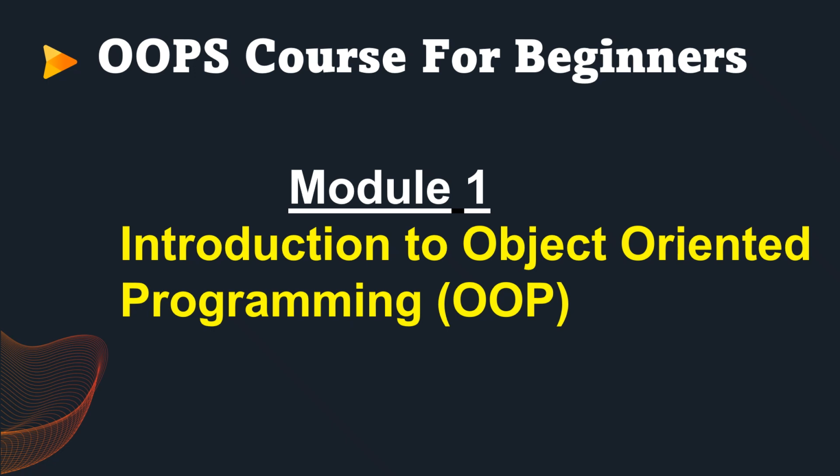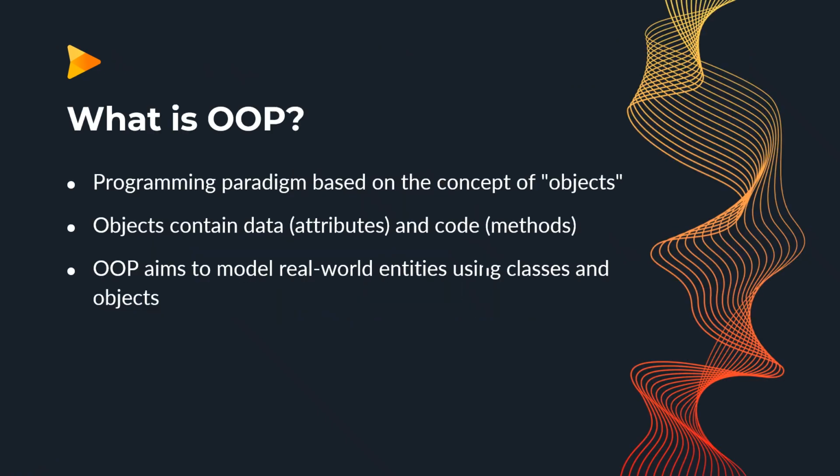So this is the OOPS course for beginners and this is module number 1. Now we are going to cover the introduction to object oriented programming. So let's get started guys. Now what is OOP? OOP is known as object oriented programming and it is a paradigm based on the concept of classes and objects. Everything in object oriented programming includes classes and objects. Now we will cover what objects and classes are in detail.